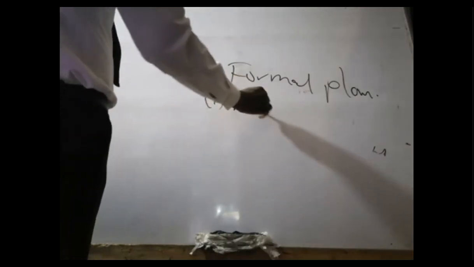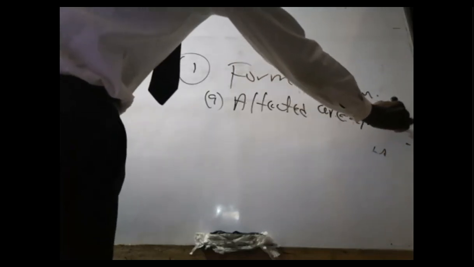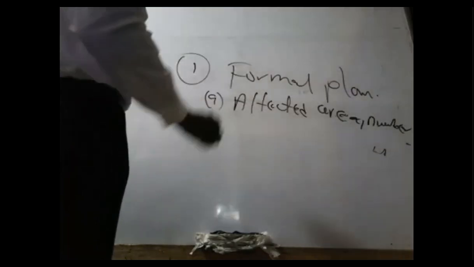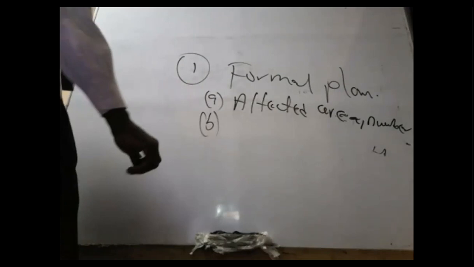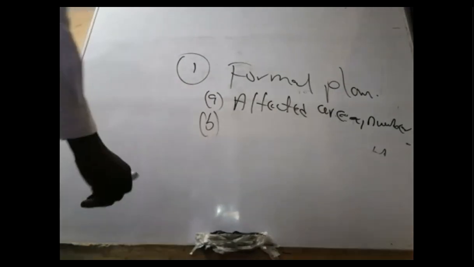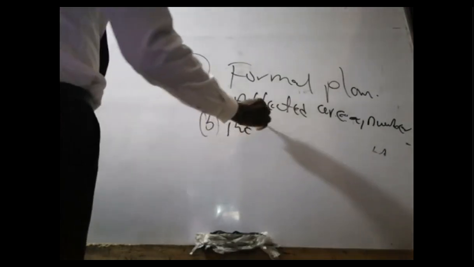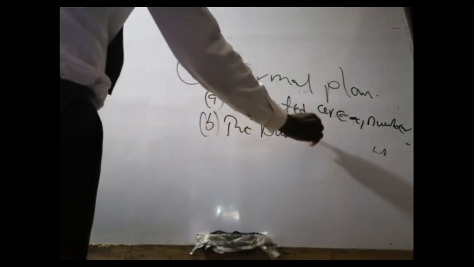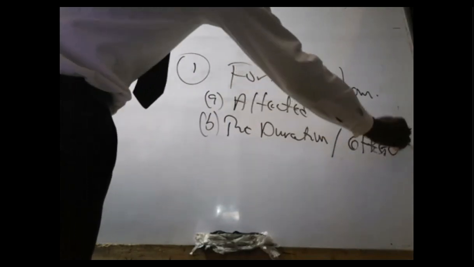State one: the affected area of operation, the area and number of people, redundancy. B, the duration, including effective time.